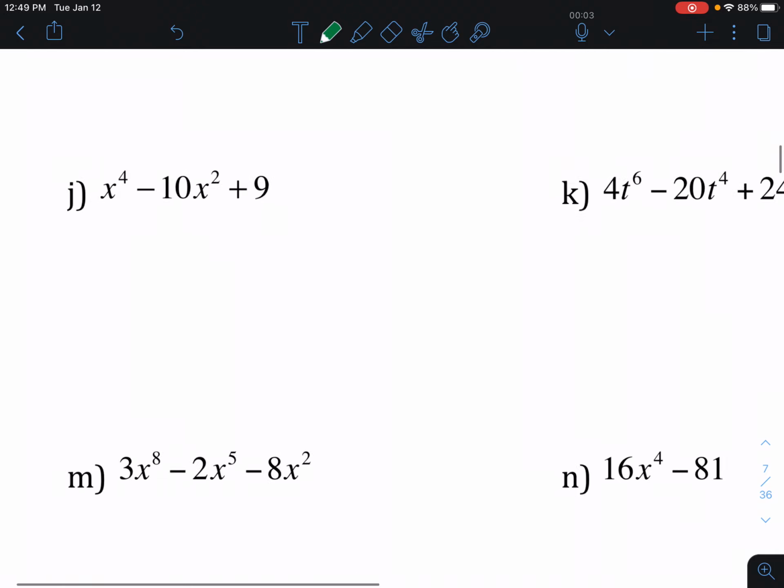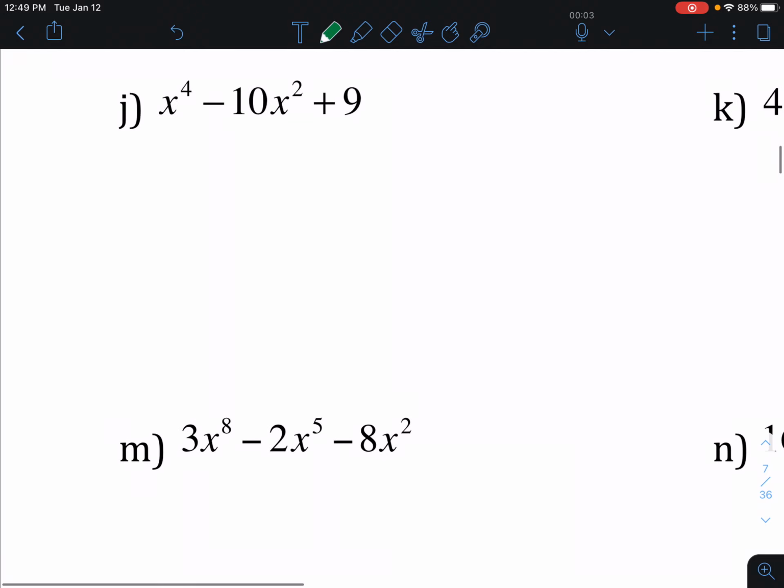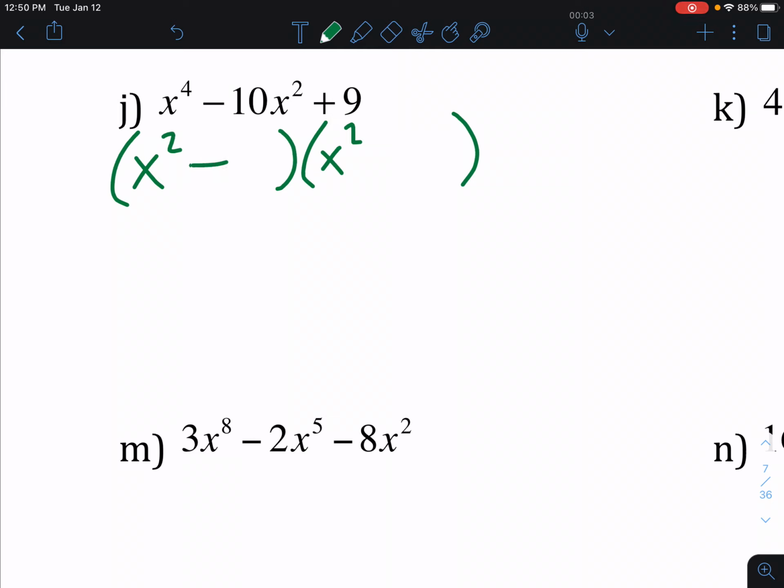Okay, letter J. There's no GCF, so this is a trinomial to a higher degree. So x to the 4th splits up into x squared in both. The signs here are minus, minus. Again, if you are a little shaky on your sign rules, are you done?